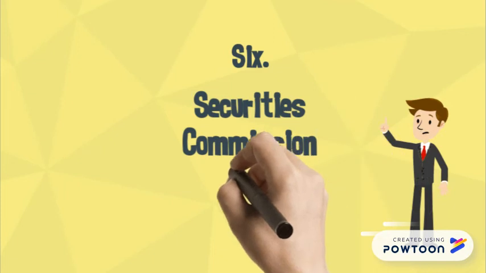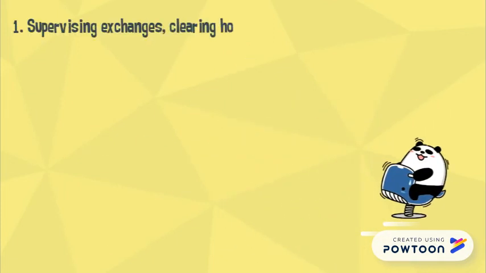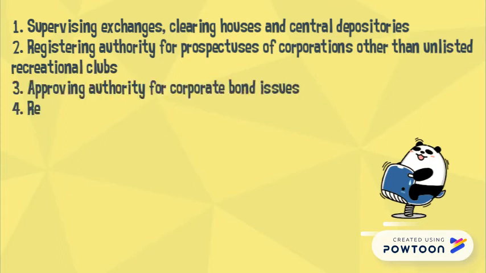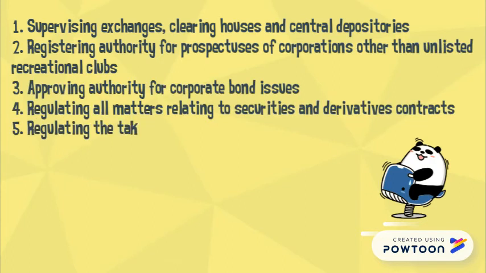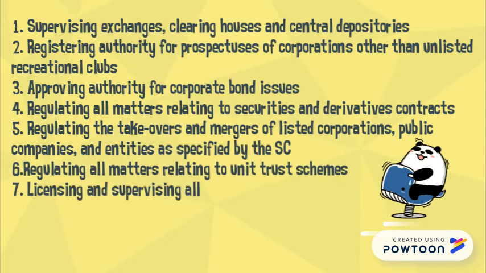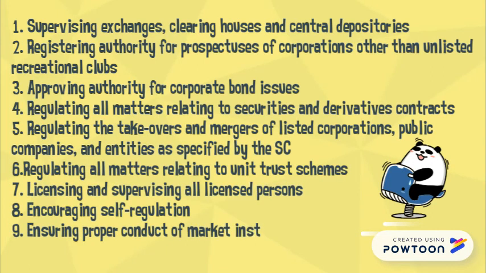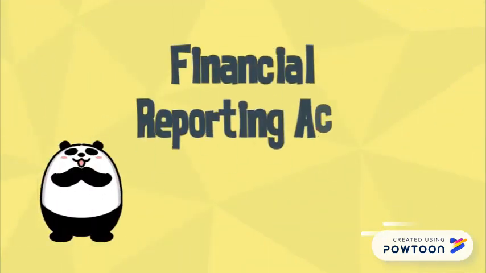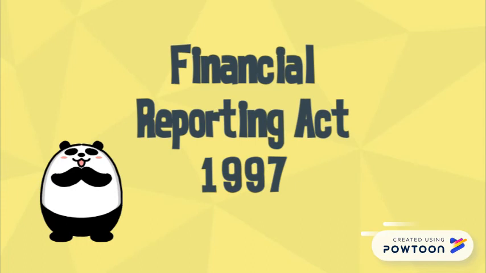The next key player is the Securities Commission. They supervise the exchanges, clearinghouses and central depositories. They approve authority for corporate bond issues and also regulate securities and derivatives contracts, the takeover and mergers of listed corporations and public companies, and all matters regarding unit trust schemes. The Securities Commission established the Financial Reporting Act 1997 and continues to be involved in MASB, which will be explained next.